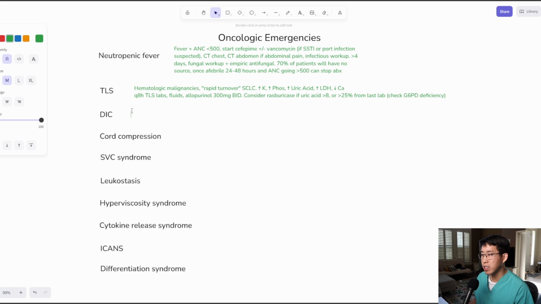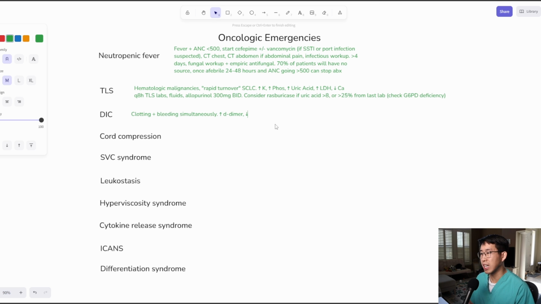For DIC, you guys all know that typically this is going to be when you're starting to see both clotting and bleeding simultaneously. In terms of lab markers, we look for a high D-dimer and a low fibrinogen.